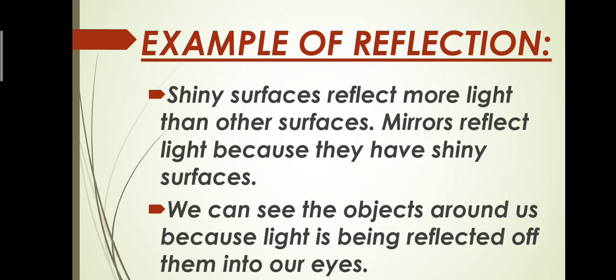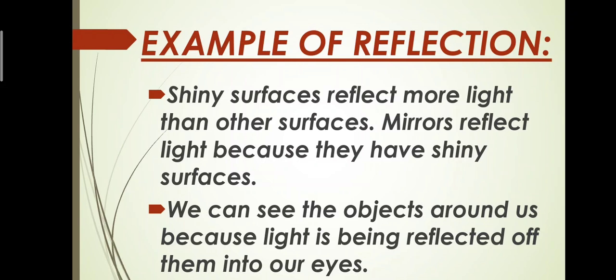Since light rays travel in straight lines, we can change their direction quite easily by using a mirror. Because when we point the light rays in one direction, ultimately its reflection will be in the other direction. So if we want to change the direction, it is possible for us. On the other hand, most objects cannot make their own light, but they can reflect light. So we can see the objects around us because light is being reflected off them into our eyes.